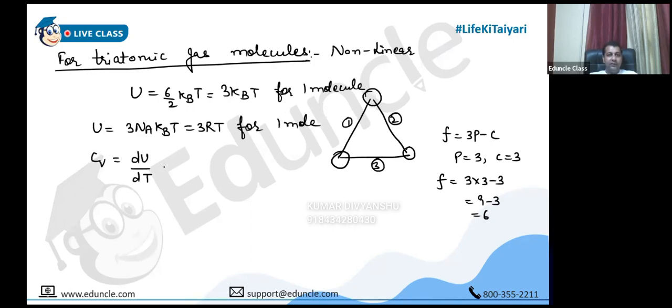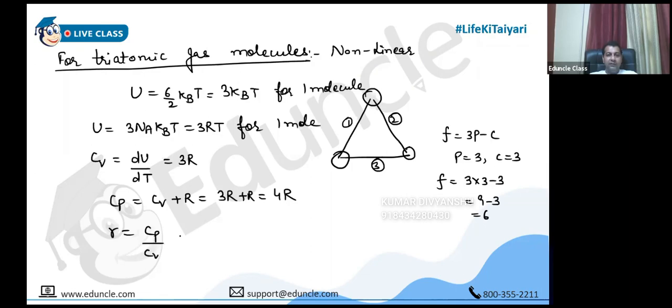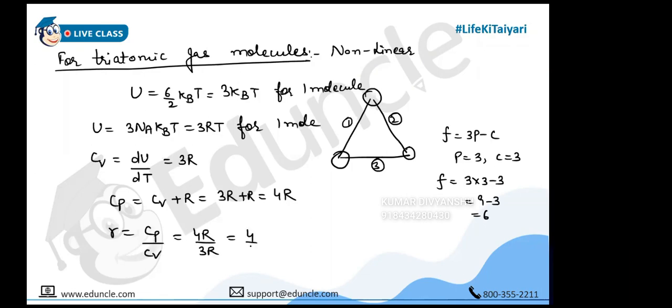So CV is 3R, CP is CV plus R, 3R plus R, that is 4R. So gamma is 4 by 3.